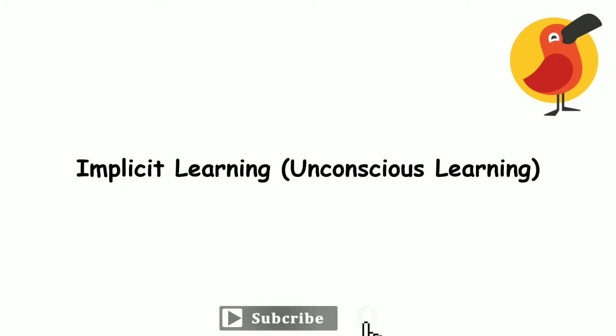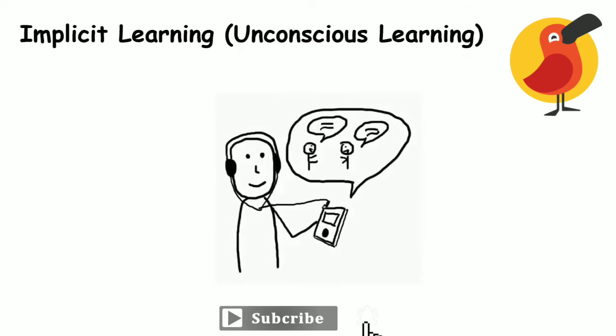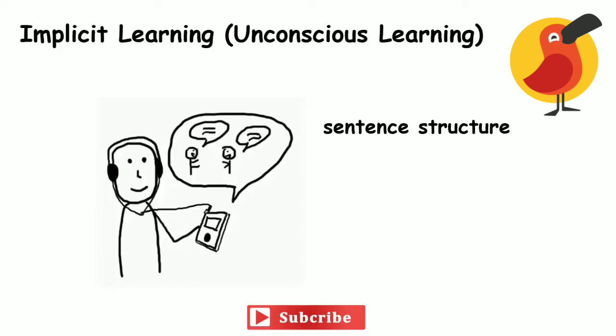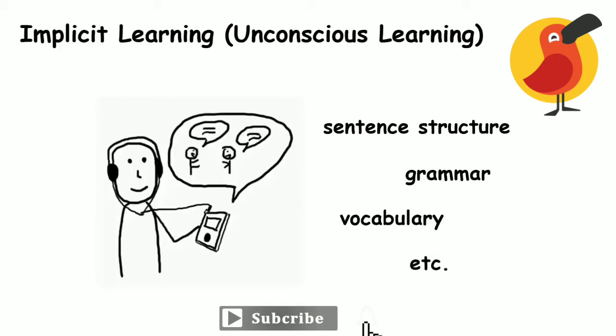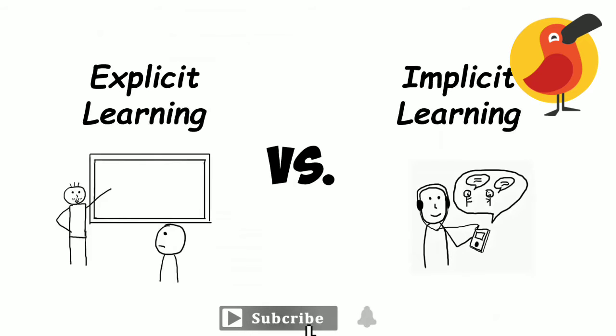The second type of learning is called implicit learning or unconscious learning. In implicit learning, the learner doesn't know what is being learned. Oftentimes, he's not even aware that he's learning something. The learning happens unconsciously. One example of implicit learning is listening to a conversation in English. When you listen to a conversation, your main goal is not to learn English, but to understand the conversation. But by doing the activity, you're simultaneously learning English. You may not realize it, but you're learning many aspects of the English language: the sentence structure, the grammar, the vocabulary, and so on.